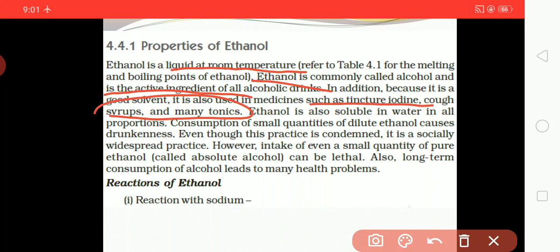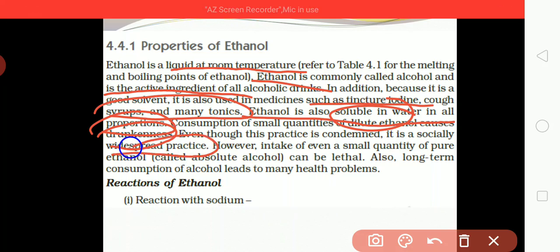Ethanol is also soluble in water in all proportions. Consumption of small quantities of dilute ethanol causes drunkenness, and even though this practice is condemned, it is a widespread social practice. However, intake of even a small quantity of pure ethanol, absolute alcohol, can be lethal.